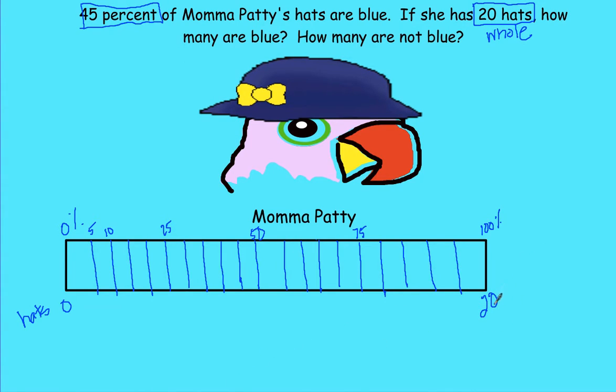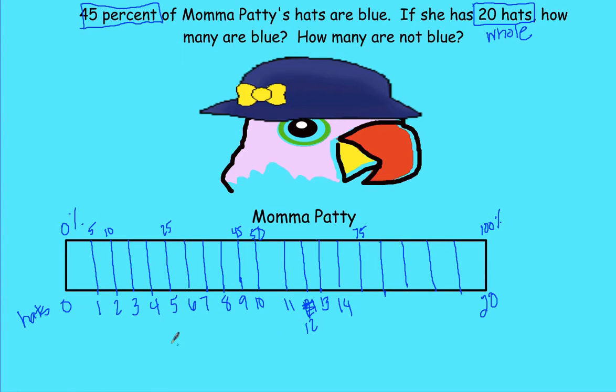So now I know that I took 20 and I broke it into 1, 2, 3, 4, 5, 6, 7, 8, 9, 10, 11, 12, 13, 14, 15, 16, 17, 18, 19, 20 pieces. So I know that each one of these is going to be worth 1. So 1, 2, 3, 4, 5, 6, 7, 8, 9, 10, 11, oh my goodness, 12, 13, 14. Okay, so if we look at 45%, we know that that's right here.